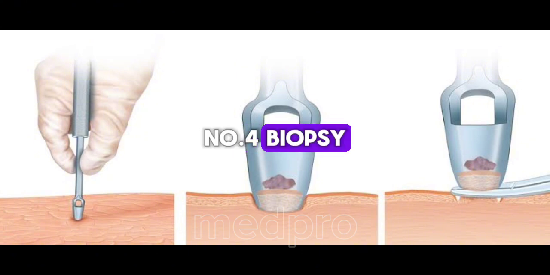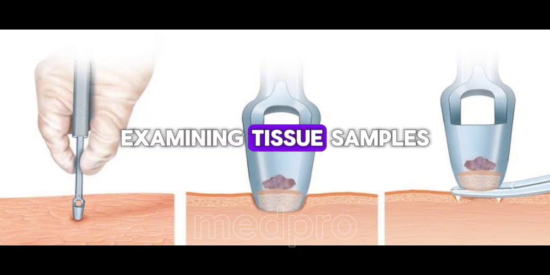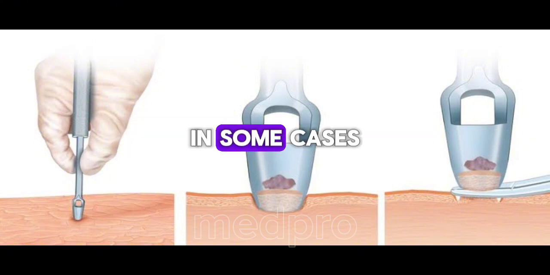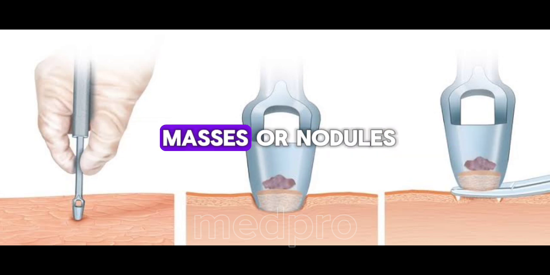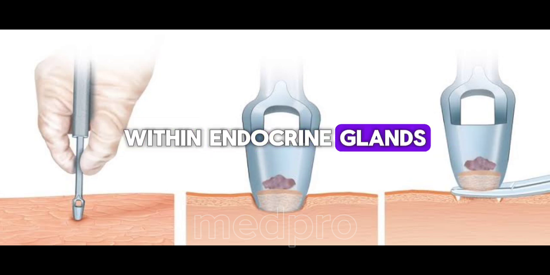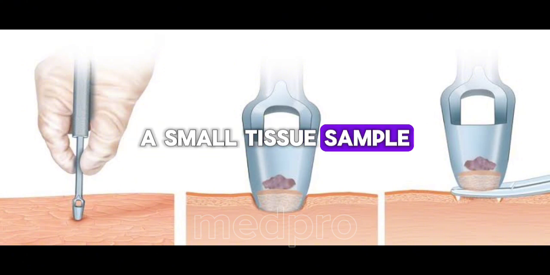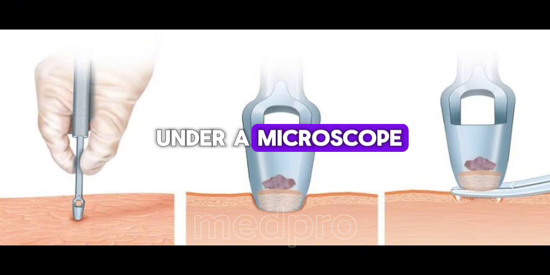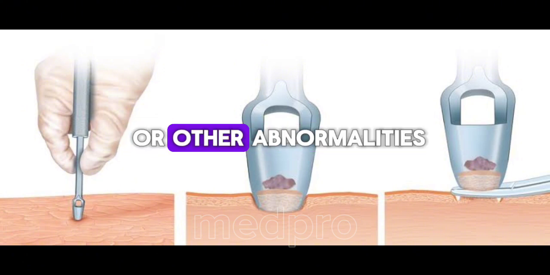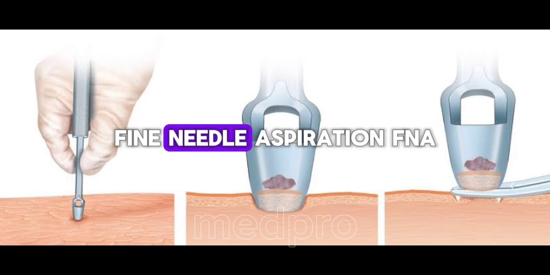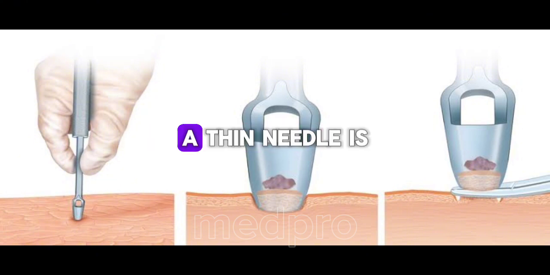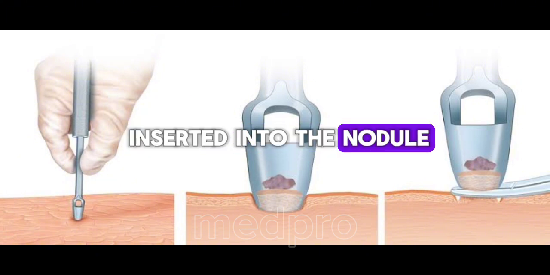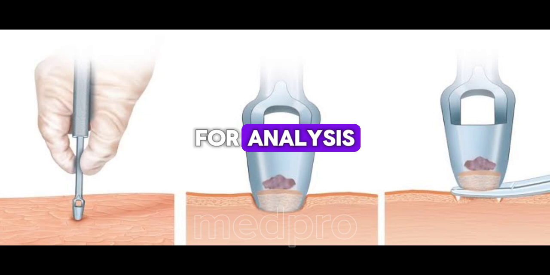4. Biopsy, examining tissue samples. In some cases, a biopsy may be necessary to evaluate suspicious masses or nodules within endocrine glands. A small tissue sample is taken and examined under a microscope for signs of malignancy or other abnormalities. Fine needle aspiration, FNA, biopsy, commonly used for thyroid nodules. A thin needle is inserted into the nodule to extract cells for analysis.